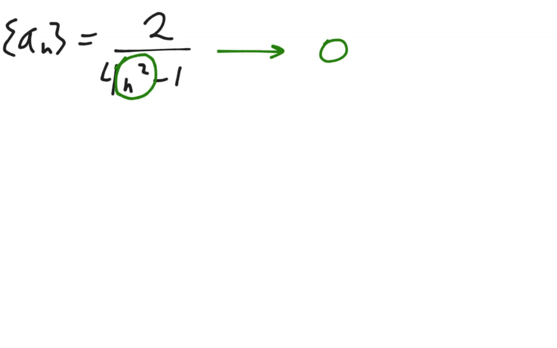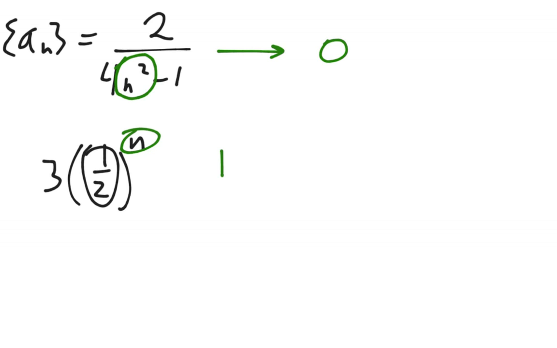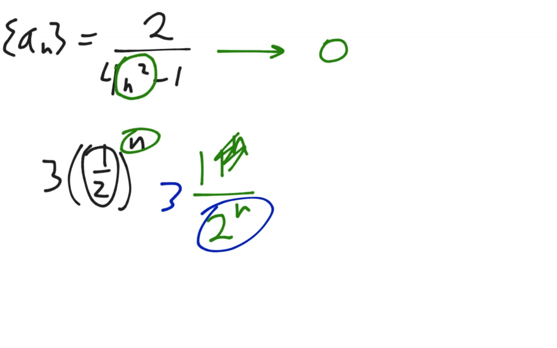Let's say that we have 3 times (1/2) to the n. You notice that this is a geometric sequence because we have a common ratio of 1/2. As n goes to infinity, we basically have 1 to the n divided by 2 to the n. 1 to the n is just 1, and so we have 3 divided by 2 to the n. This piece is going to go to infinity. This will also go to 0, so the limit of this sequence is 0.